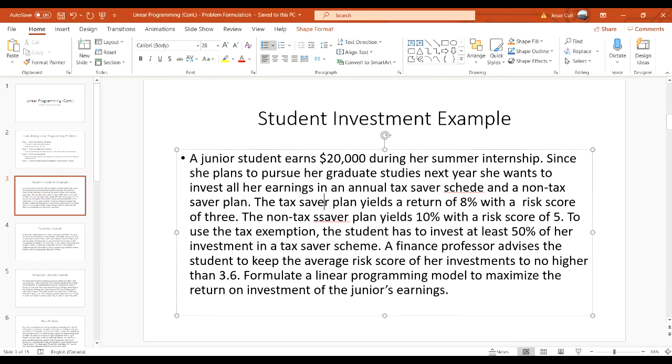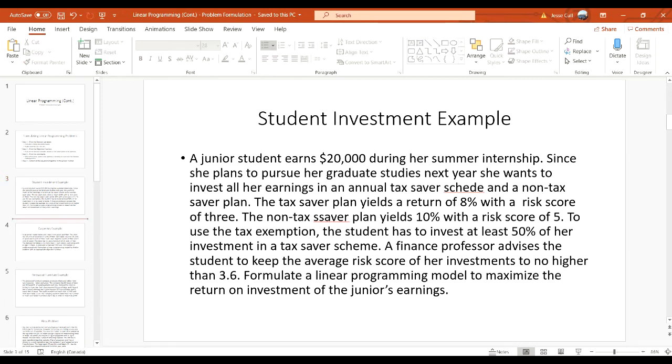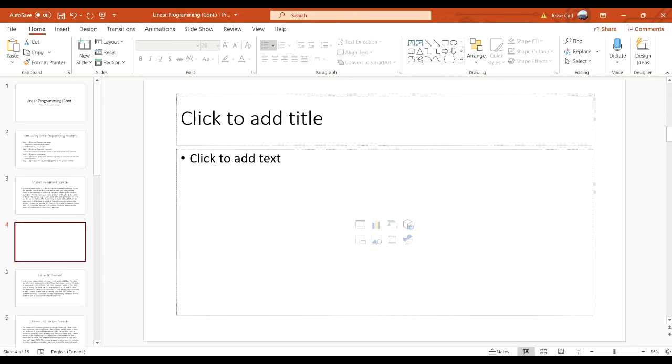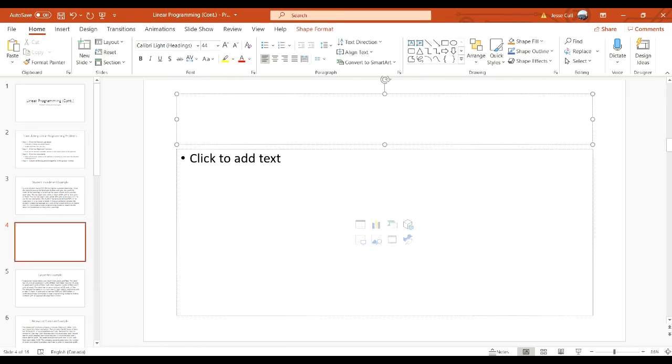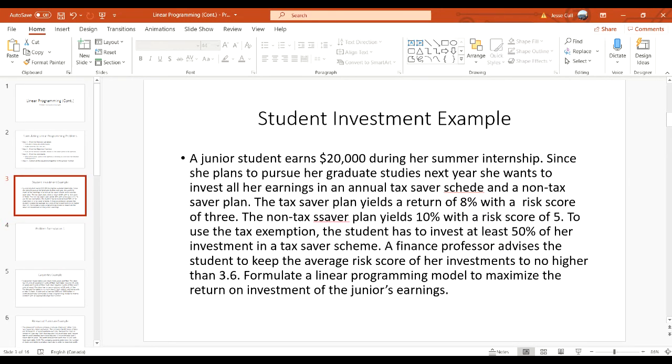So looking at this question, we're going to see our first step. So we'll go right here, we'll start a new slide. We'll call it problem formulation 1. And the first thing we have to decide is what is being decided between. So we know the student.